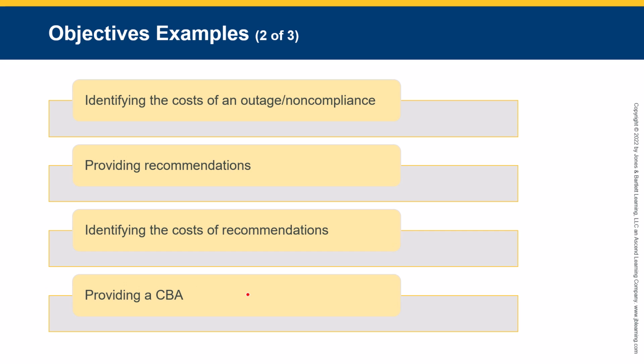Identifying the costs. Cost of what if we do nothing? Cost of the outage. Cost of non-compliance. The cost of compliance. That way we can say, to secure this $100 product, it might cost us $10,000.